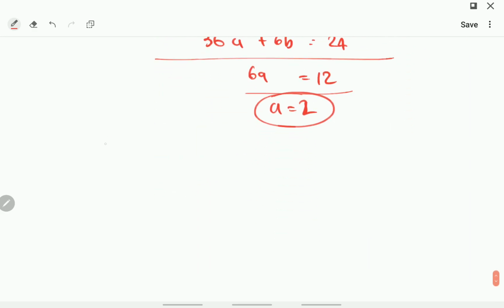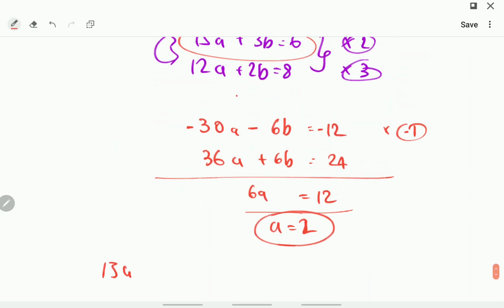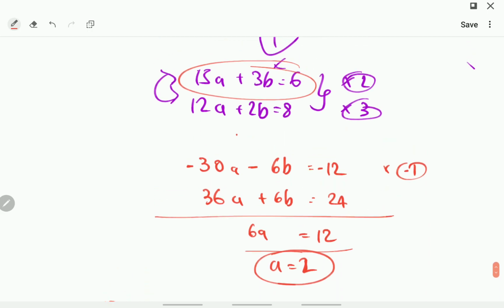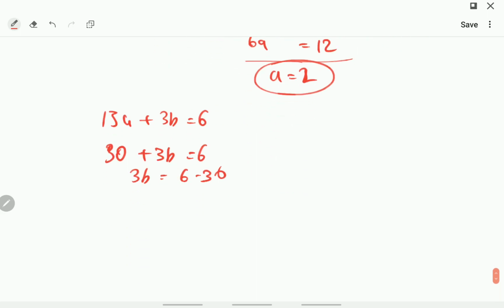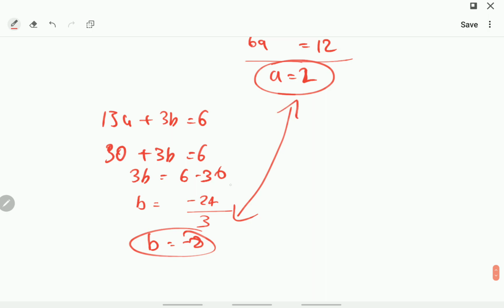Now the fact that we know that a is equal to 2, we can substitute it into one of these equations. So let's take 15a plus 3b is equal to 6. So 30 plus 3b is equal to 6, then 3b is equal to 6 minus 30. What is 6 minus 30 again? Minus 24. And then if we divide it by 3, b is equal to minus 24 divided by 3. So b is equal to minus 8. So a is equal to 2, b is equal to minus 8.